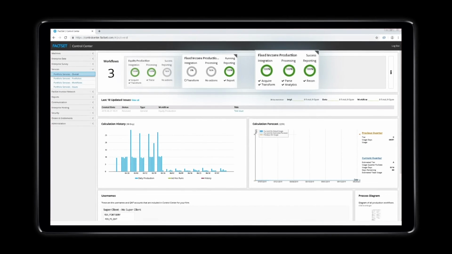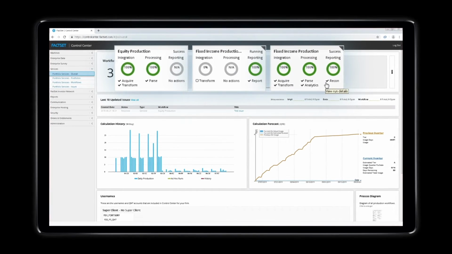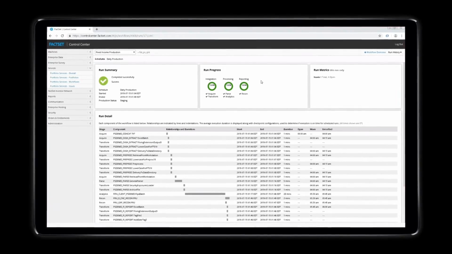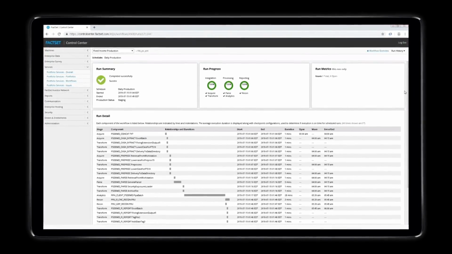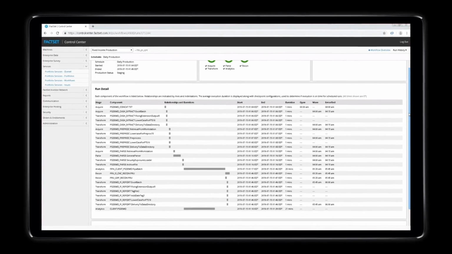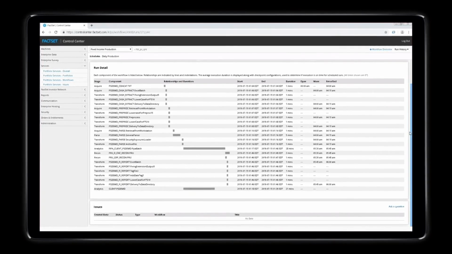Rest assured that all your portfolio holdings, transactions, and security modeling will be automatically integrated into FactSet on a daily basis to help you focus on the portfolio management and analysis function rather than data management.